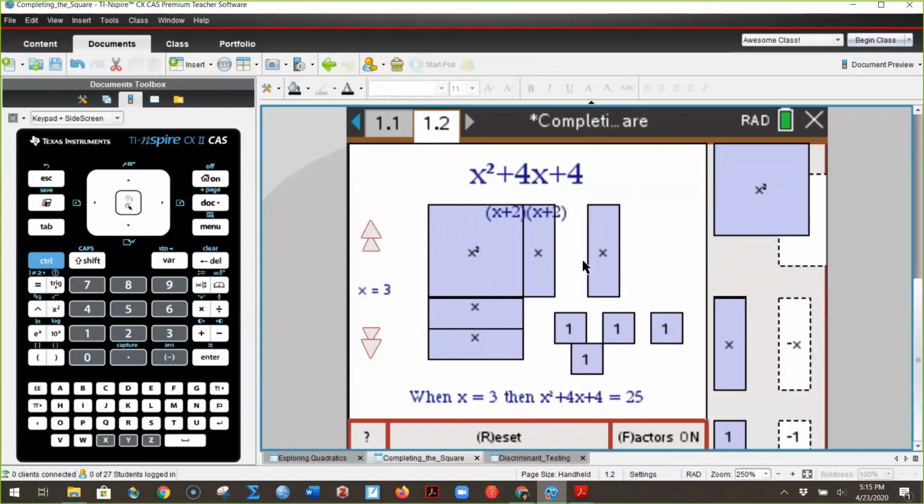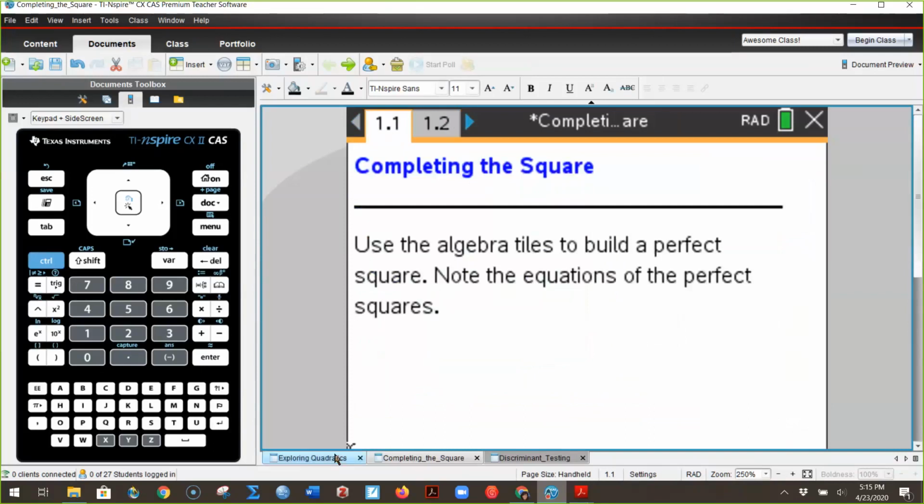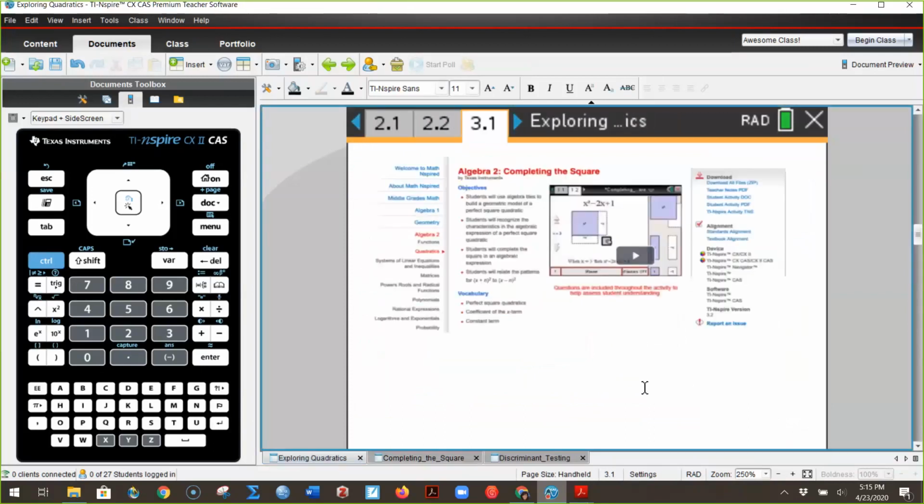Kind of play with it. And this is where it's also very valuable when you're working on the software. This might be easier to do on the software than it is on the handheld. I haven't recently put this on a handheld to know that, but there's other things that we can do as we're modeling that. So that activity is completing the square, and it did come from the TI website.